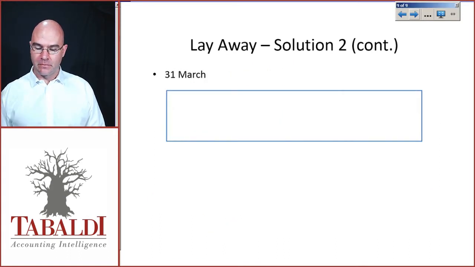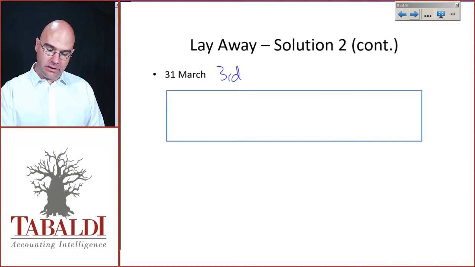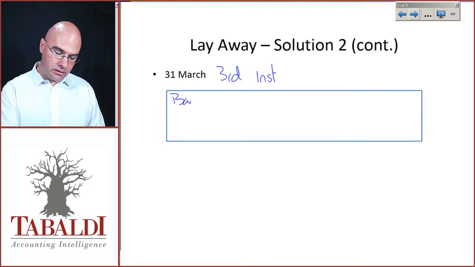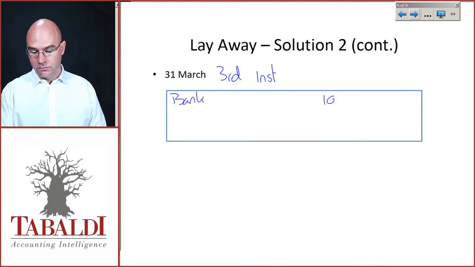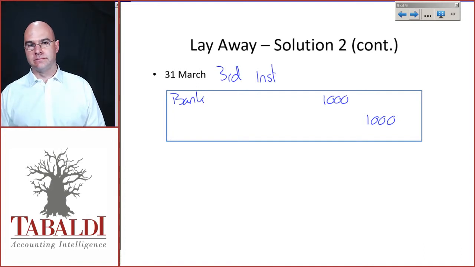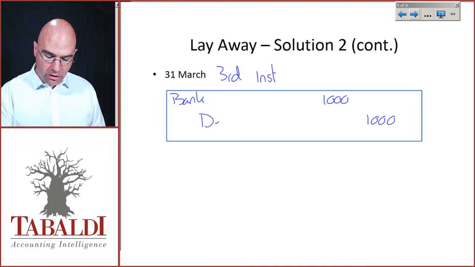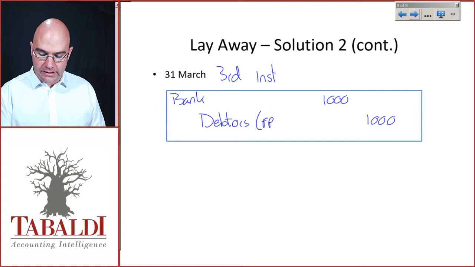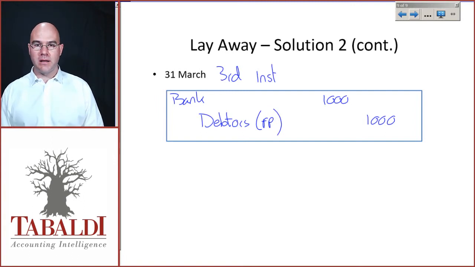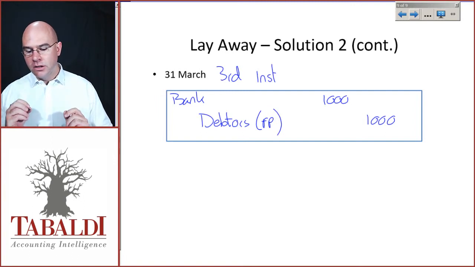It's the exception. So then on the 31st of March, we're going to receive the third installment. That will be debit bank, credit. What do you think that credit is going to be? Take a second, write it down. Okay. Well, ladies and gentlemen, it's not going to be income received in advance. It's going to be the crediting of debtors that we created in the prior month. I hope you get a good grip of these layaway sales. They can be tricky.